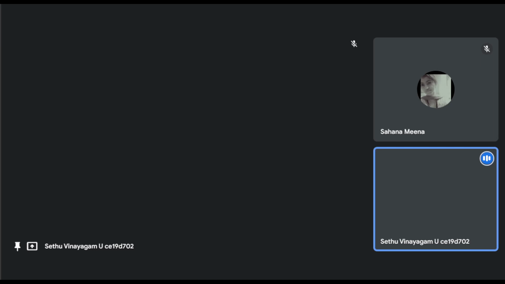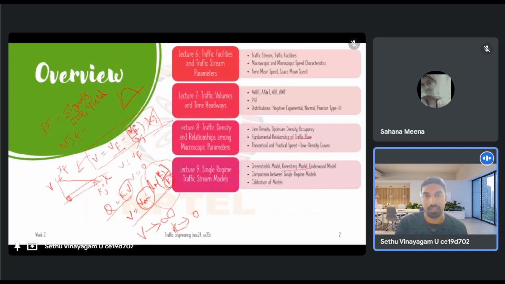What happens is this quantity, log of kj by k, is going to be very large, and therefore we will be approaching infinity as k tends to 0. So this is not logical, because speed cannot go to infinity. There is a maximum limit, but this model does not account for that. That's one of the negatives of the Greenberg model.